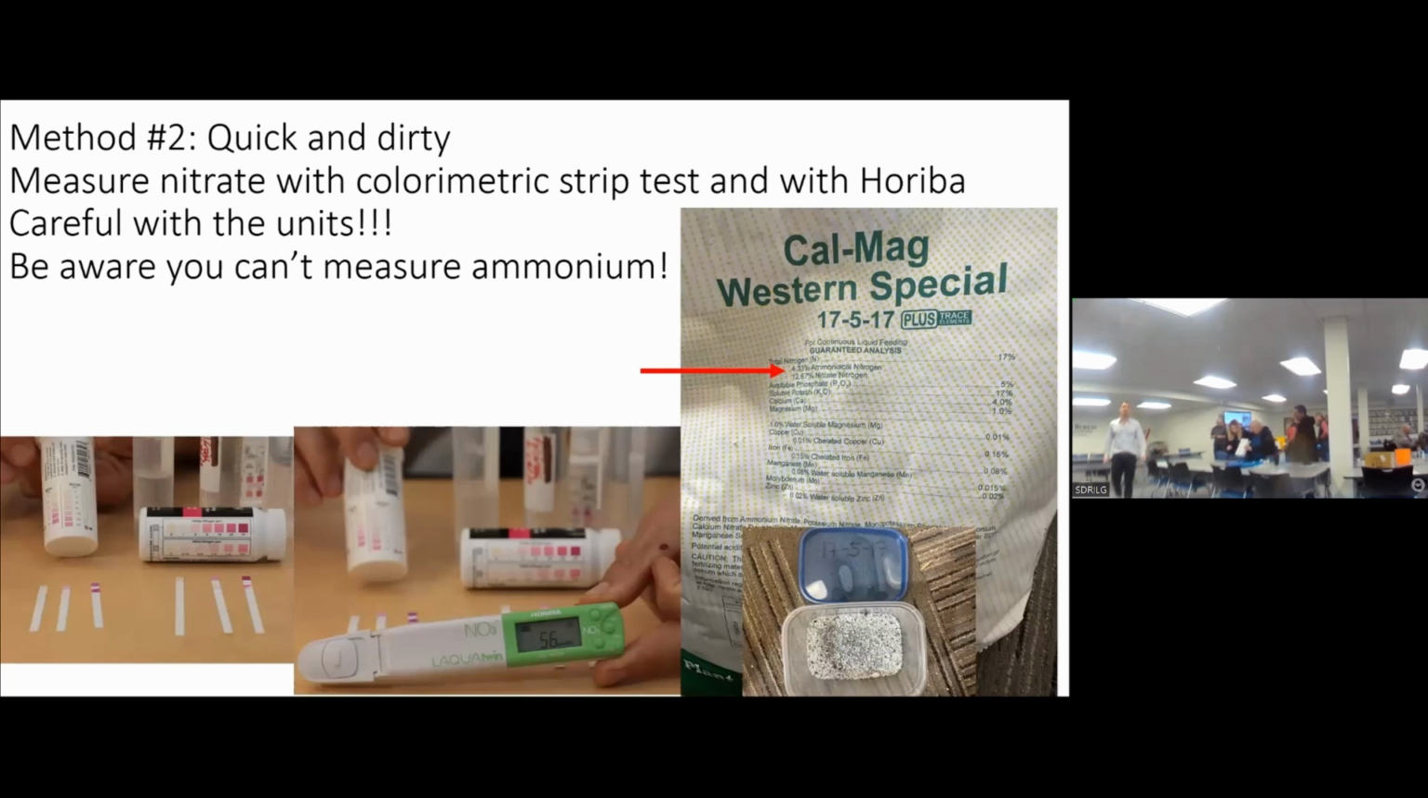The second method is also kind of quick and dirty. We're measuring nitrate directly, but these instruments are not the most accurate in the world. What we used are colorimetric strip tests.